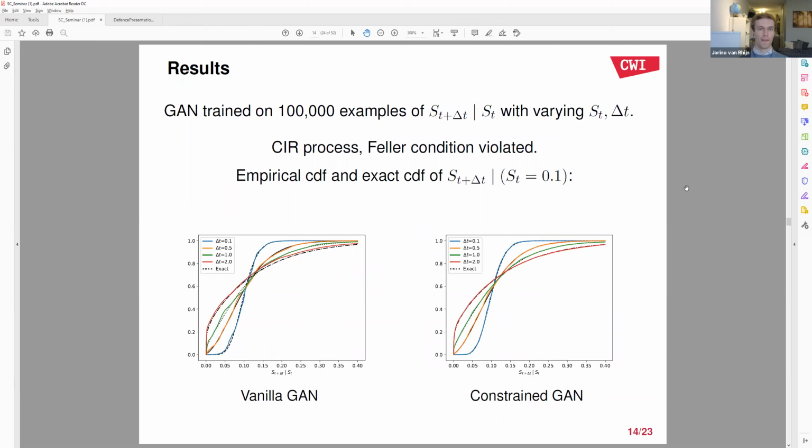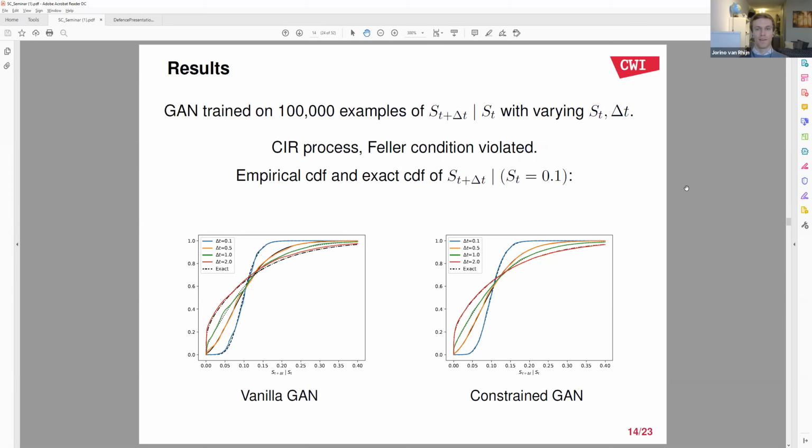So I've trained the GAN on 100,000 examples of these conditional samples with different ST and different delta T. So I've defined a range of these parameters that could vary independently. And then what you see here is I fixed the conditional parameter ST at 0.1, and I varied delta T for 4 different examples. And you see that in both cases, the neural network can actually adapt its output distribution according to what the exact distribution should be. So it becomes sensitive to its input parameter, delta T.